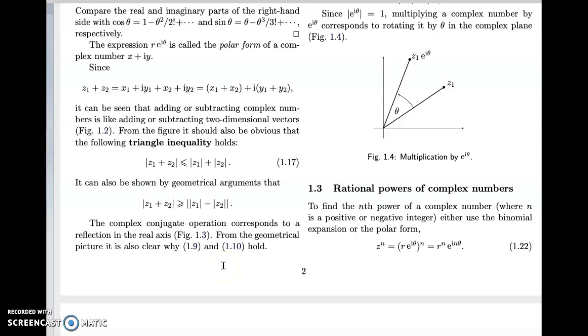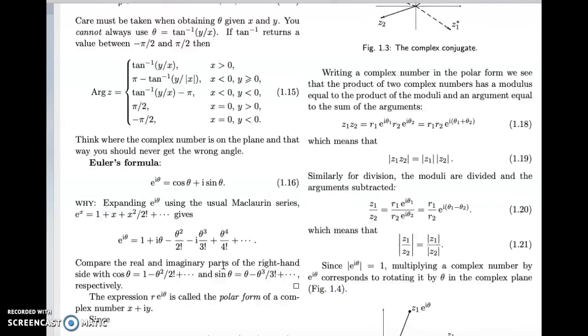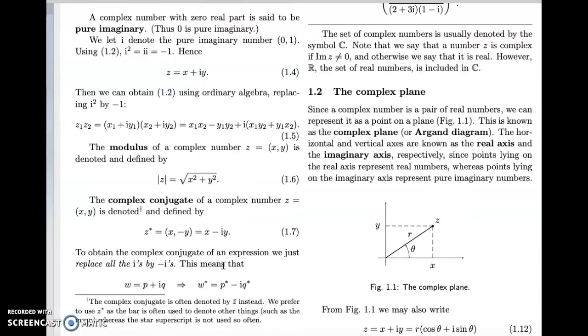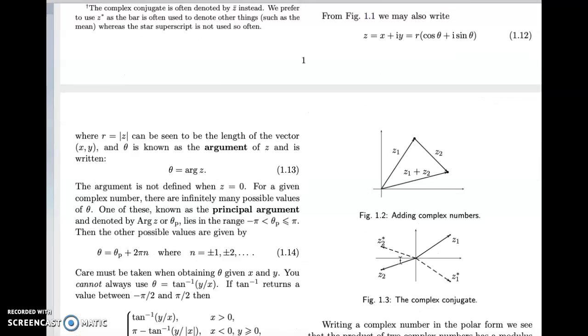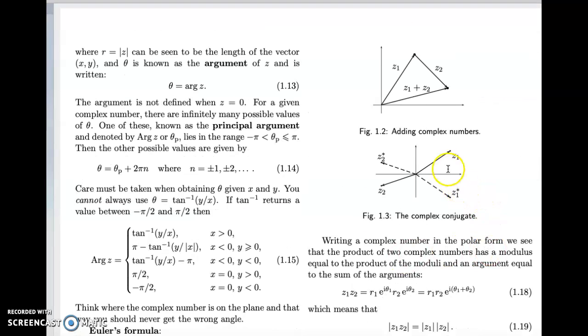Okay, so the complex conjugate operation that we talked about in the last video, where we just change i to minus i, corresponds simply to reflecting the complex number in the real axis. Okay, so it's illustrated here. z1 looks like this, then z1 star looks like this, z2 looks like this, z2 star looks like this. So just reflections.